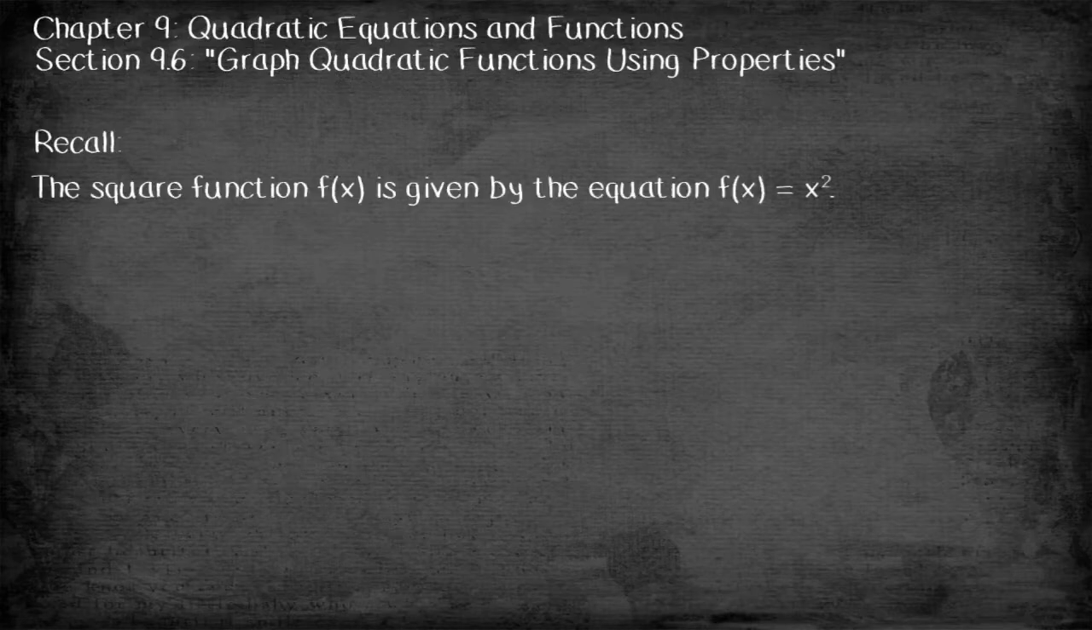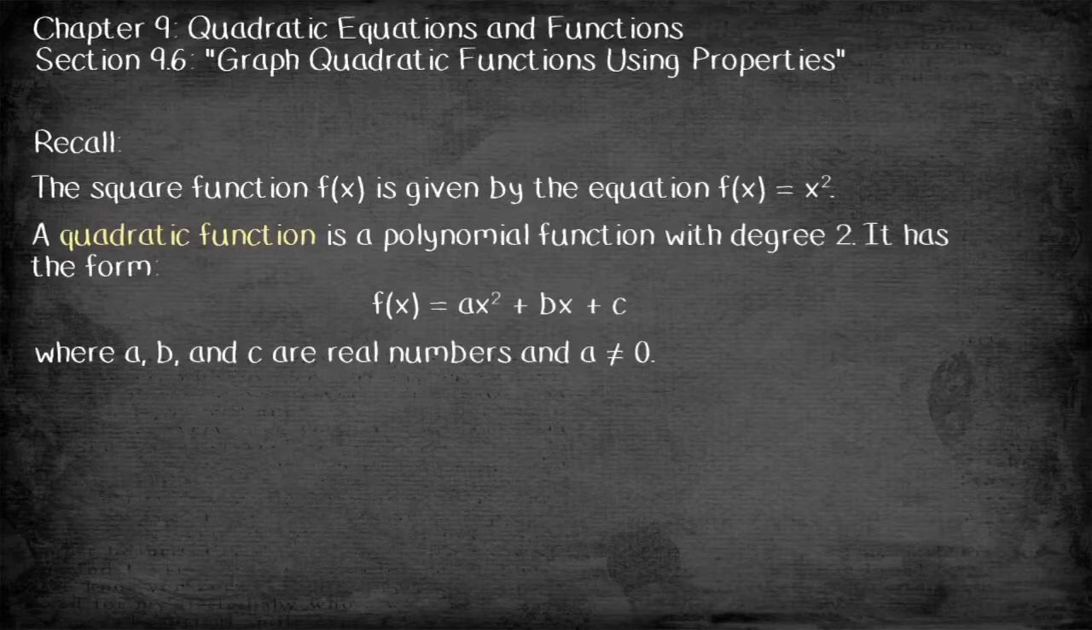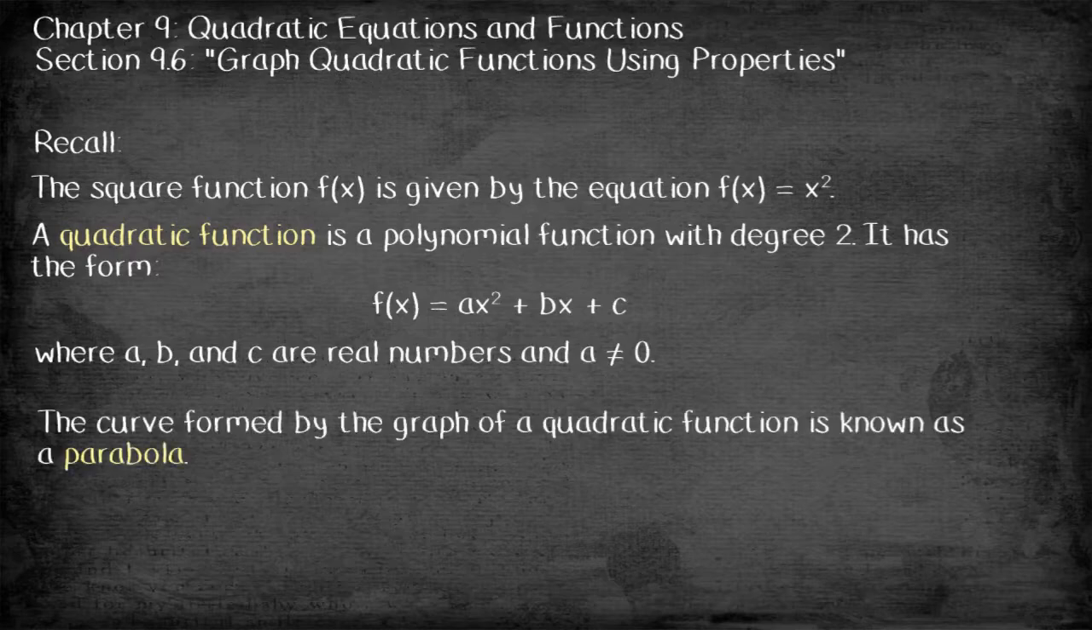So to start with, the square function f of x is given by f of x equals x squared. We already know this. Jumping off of that, a quadratic function is a polynomial function with degree 2. So it looks like f of x equals ax squared plus bx plus c. Looks familiar. The curve that is formed by the graph of a quadratic function is known as a parabola.